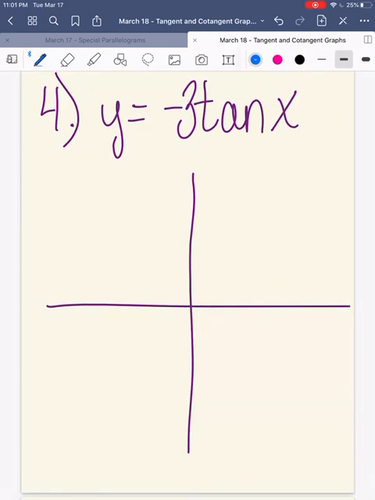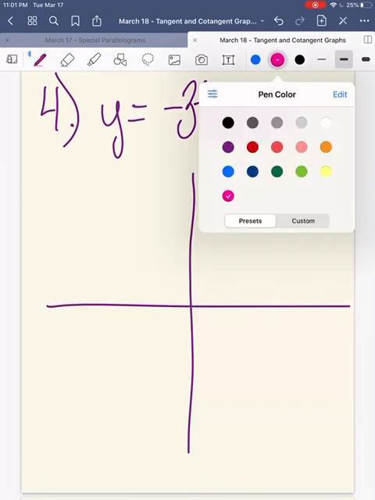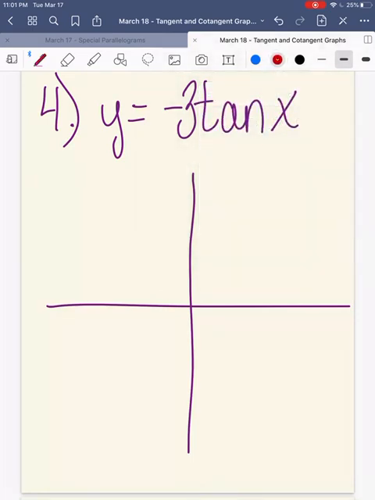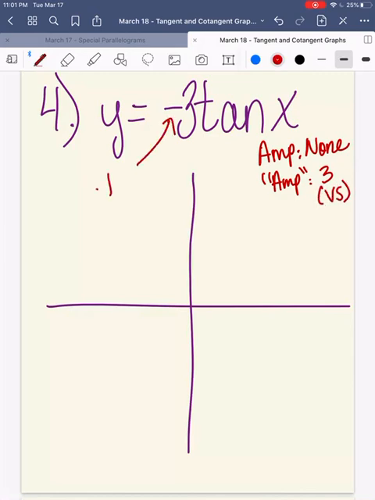All right, and now let's do one last one. Let's change up the color. Okay, so our amp is none. That's going to get old, but it is what it is. All right, our amplitude is 3, which is a vertical stretch. And then we need to remember reflect.